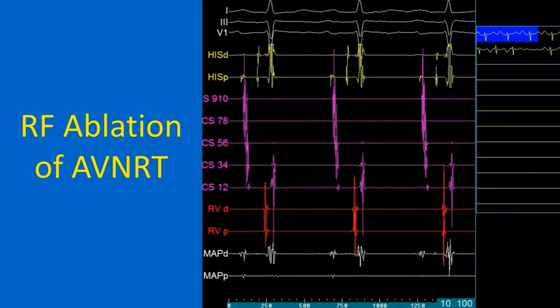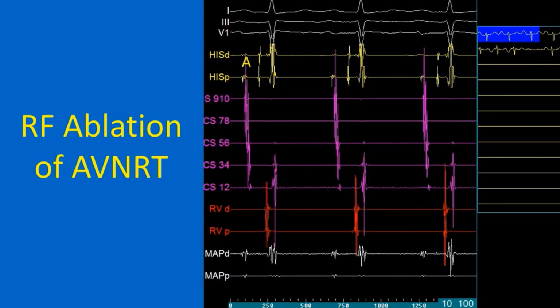EP tracing in sinus rhythm while planning radiofrequency catheter ablation for AVNRT. The upper three tracings are surface electrocardiograms, leads 1, 2 and V1, in white color. The next two tracings are from the His bundle catheter, His distal and proximal. The large broad deflection in this tracing is the ventriculogram, while the triphasic signal prior to it is the His potential. The deflection before that is the atrial electrogram.